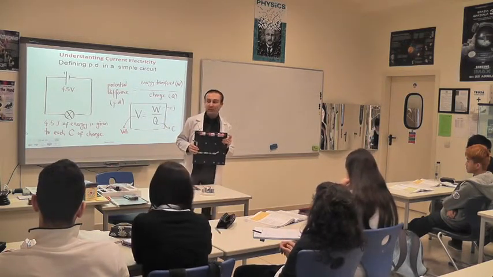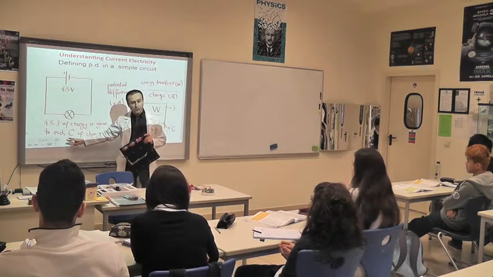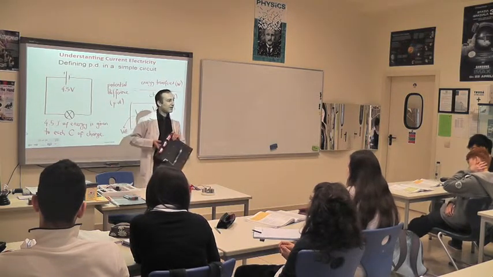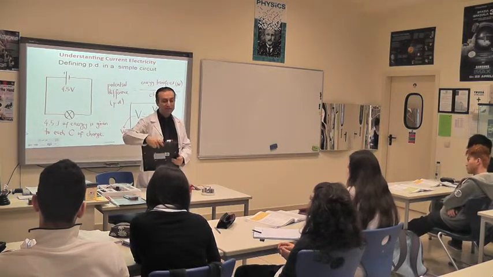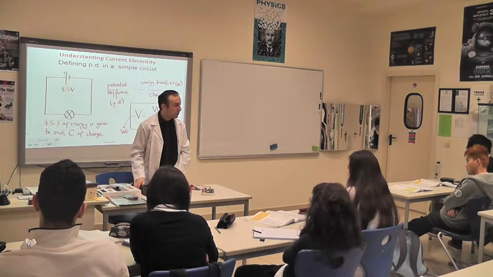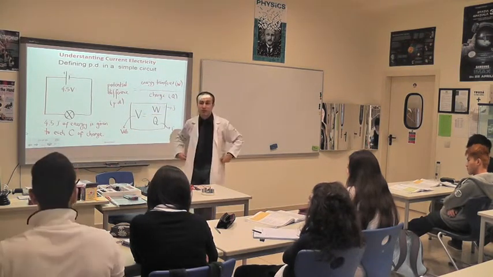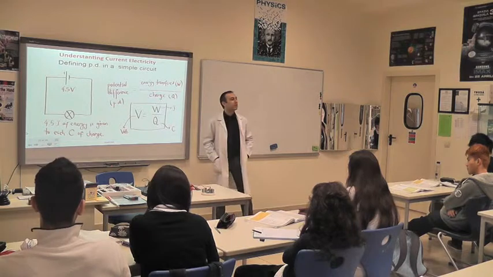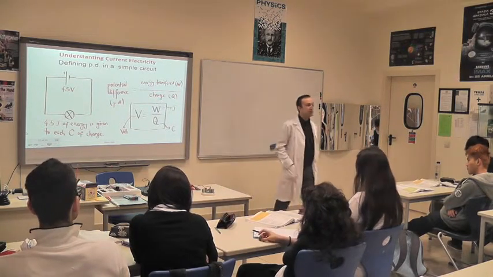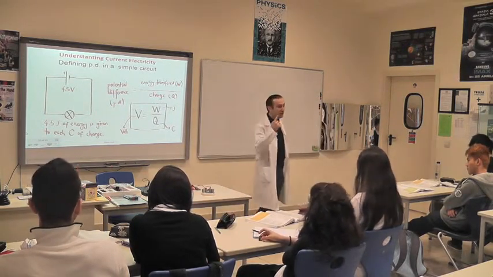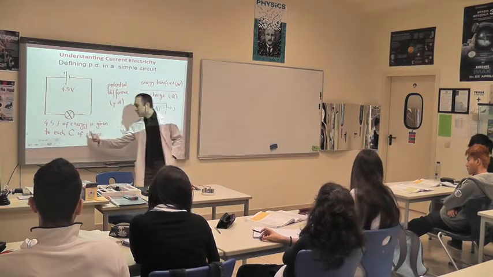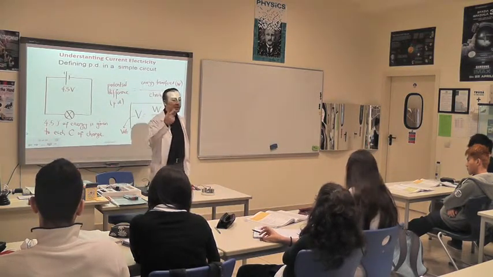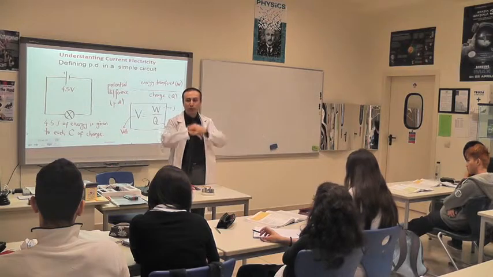Every coulomb of charge. Does it mean every electron? Every coulomb of charge doesn't mean every electron. Because one electron has how much charge? 1.6 times 10 to the power minus 19 coulomb. Imagine, 1 coulomb is a very big amount of charge. How many electrons will make 1 coulomb of charge?